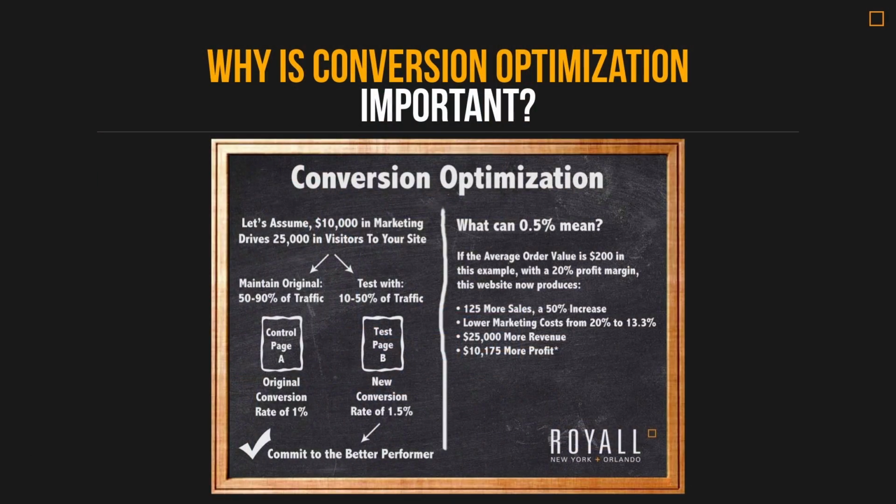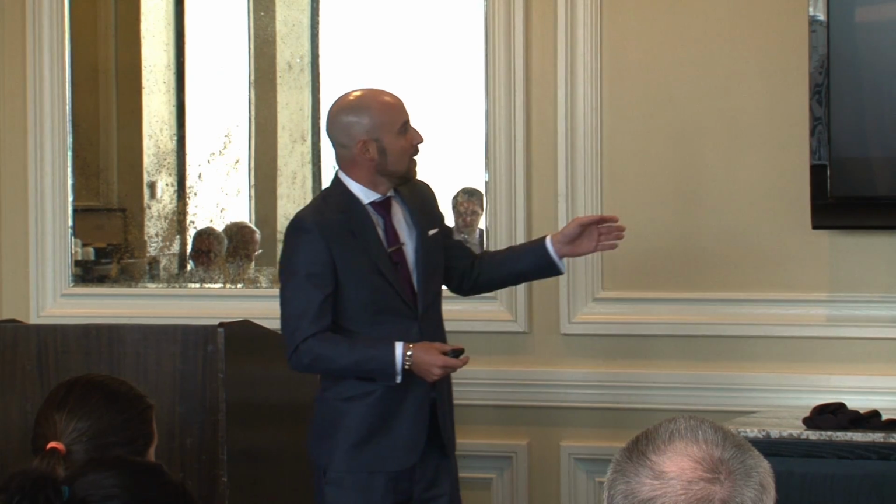Why is it important? This is a math problem I put together, and it's geared more towards an e-commerce firm, but it's still relevant. If you guys are looking for donations, you can still apply this to you. So let's assume that you're spending $10,000 in marketing, and that drives a total of 25,000 people to your website. Okay? Every month you're spending 10 grand, and every month you're getting 25,000 visitors, and your conversion rate has always been 1%. So that's about 100 people donating, let's say, right?